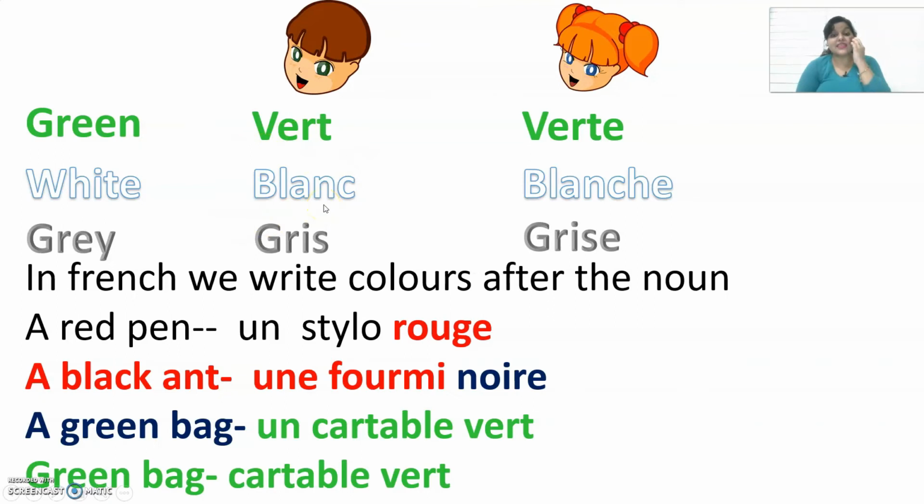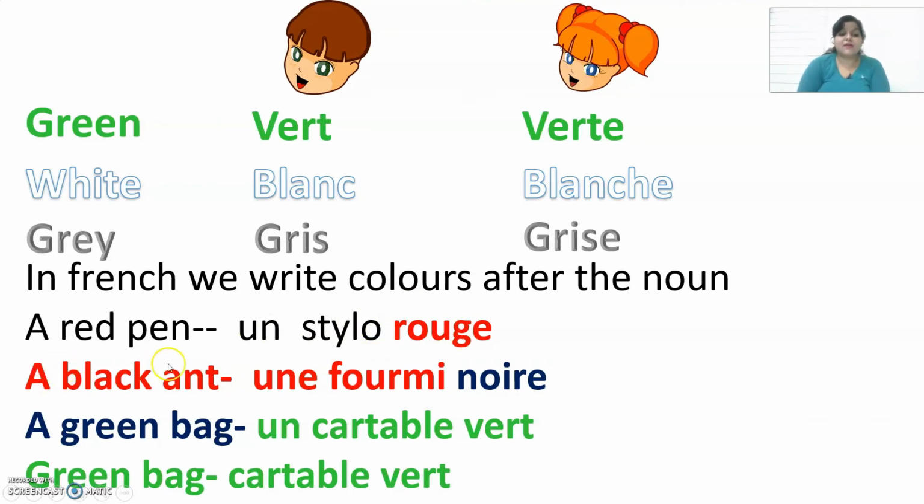Now you might have seen that most of the colors, they have the same spellings for masculine and feminine. Only few colors are there in which there is little bit of difference, and that you have to learn by heart. Then there is one more important thing that you need to remember regarding colors, that in French we write colors after the noun, not before the noun. For example, if I want to write down a red pen in French, I would write it down as un stylo rouge. So can you see I have written the color after the noun?